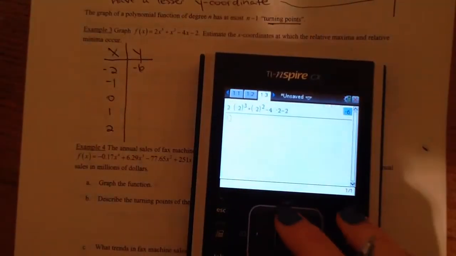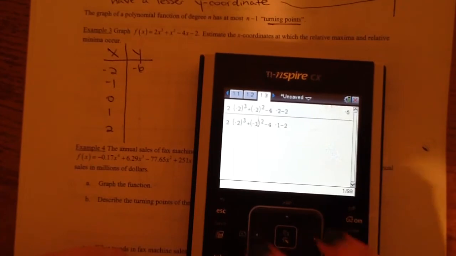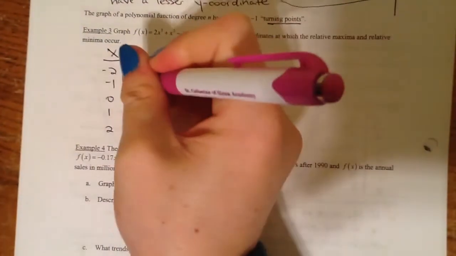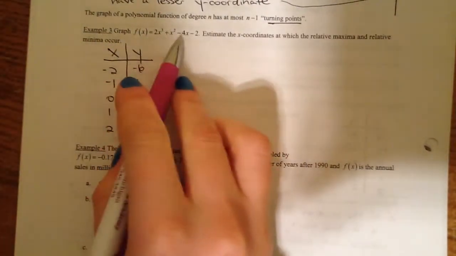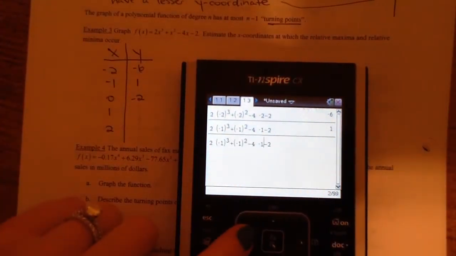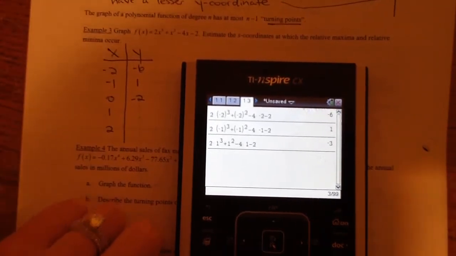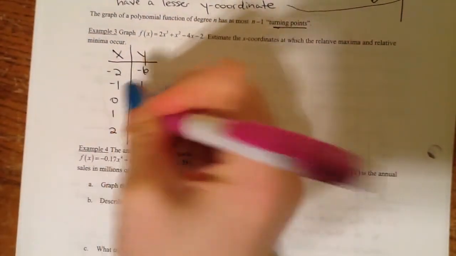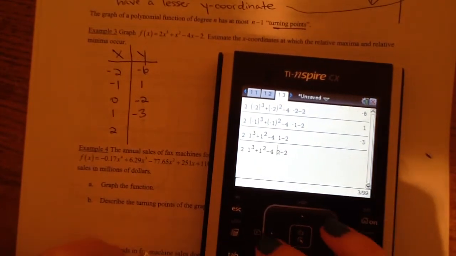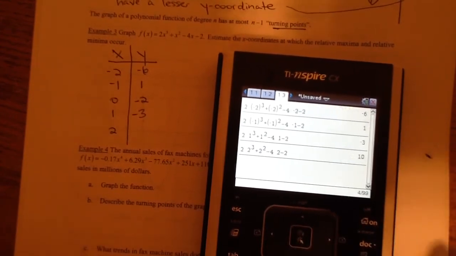Then I can plug in -1. So I'm going to go up here, replace all of my -2's with -1's. Okay, that gives us 1. Then when I plug in 0, I get -2. Okay, let's try 1. So now I'm going to go in here, delete all the negative signs, so I'm plugging in +1 instead of -1. Gives me -3. Then I can plug in 2. Again, replace all of the 1's with 2's. Okay, and then I get 10.